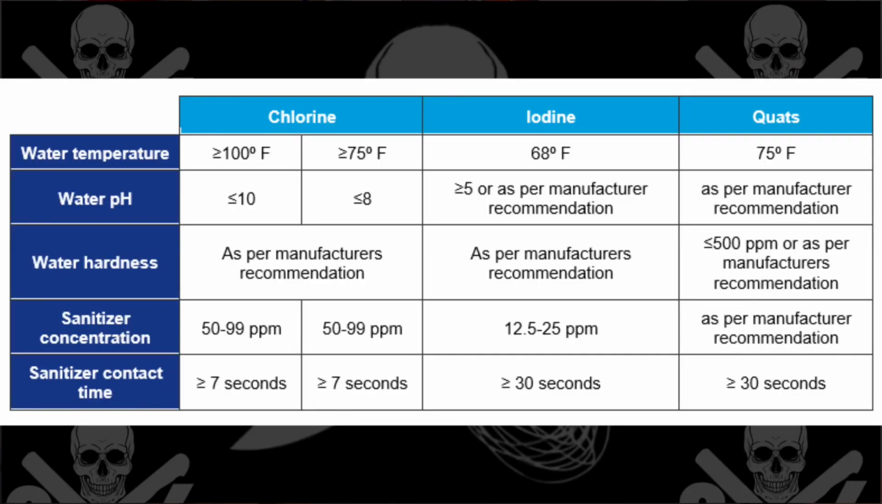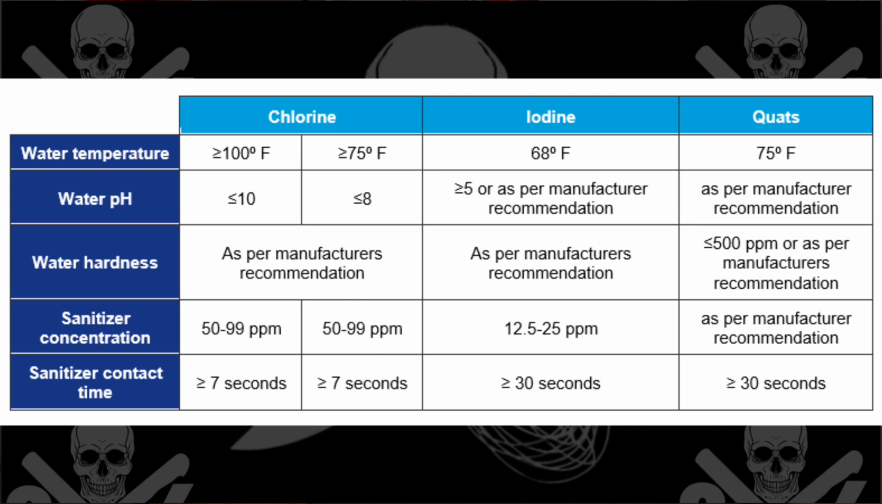With chlorine, the water temperature can be between 75 to 100 degrees. Iodine, it's 68. Quat, it's 75. pH for chlorine can be between 8 and 10. Iodine, less than 5. And you want to look at the manufacturer's recommendations for quat. Water hardness, 500 parts per million for quat, but generally with all three of these, it's going to be the manufacturer's recommendation. Sanitizer concentration, 50 to 99 parts per million for chlorine, 12.5 to 25 parts per million for iodine, and the manufacturer's recommendation for quat.